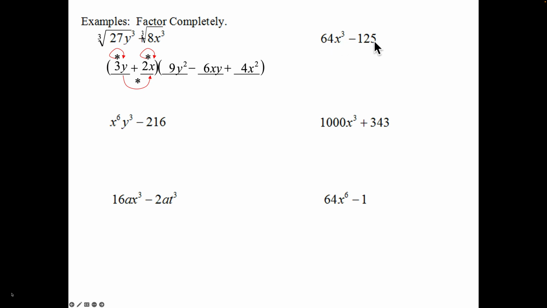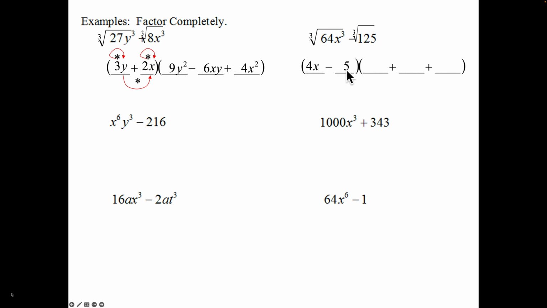If we look at 64x cubed, that is 4x to the third power. 125 is 5 to the third power. So binomial, trinomial: our binomial will start with a minus sign. Your trinomial is plus plus. Again, first two signs are always opposite. Last sign always plus. Cube root, 4x, not 8x. That's the square root of 64. You've got to be careful. 64 is both a perfect square and a perfect cube. The cube root of 125 we said is 5.